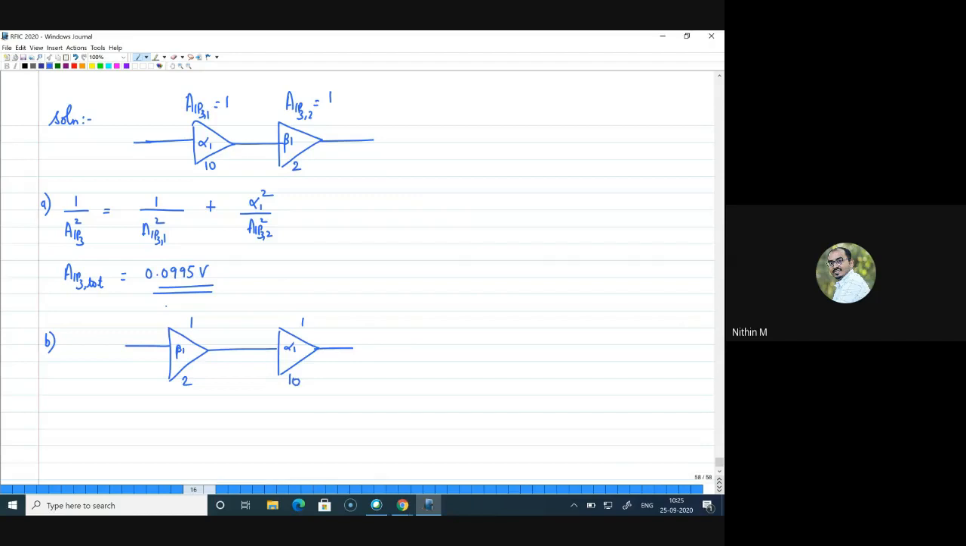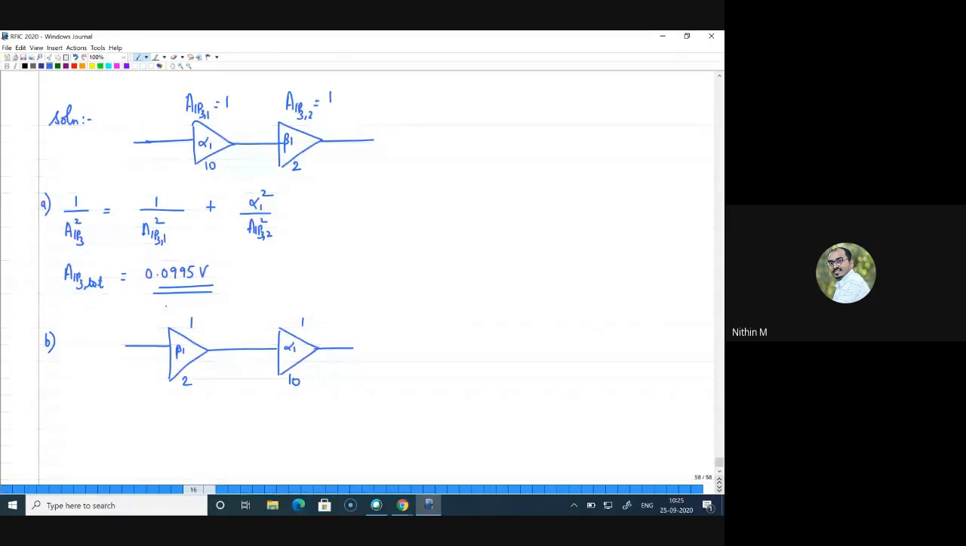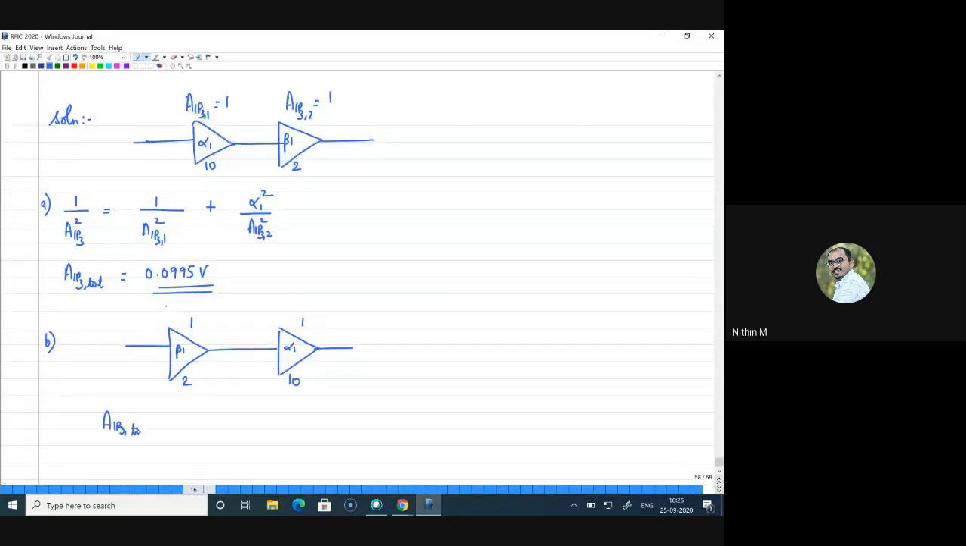The other answers also I have seen. Anirudh and Anand, I have seen your answers. Nishant, yes, very good. Kevin, Sudhindra Hegare, I saw your answers. So in the second case, if you apply the same way, you will get AIP3 total as 0.447 volts, right? This is the second part.